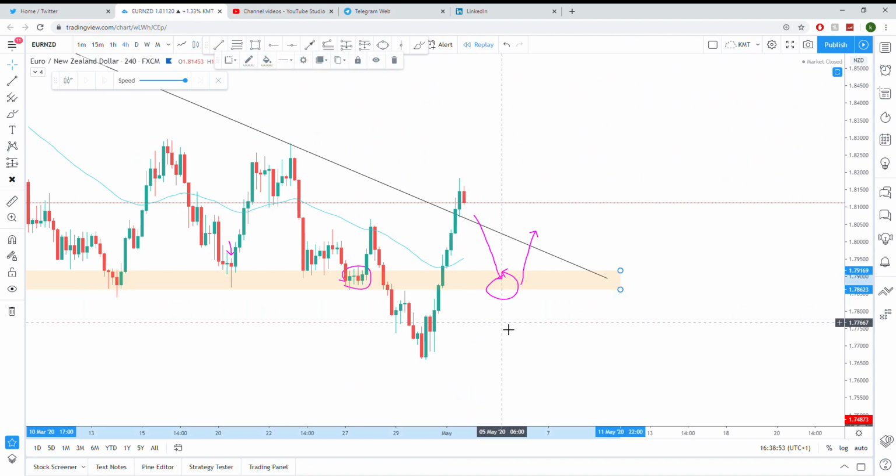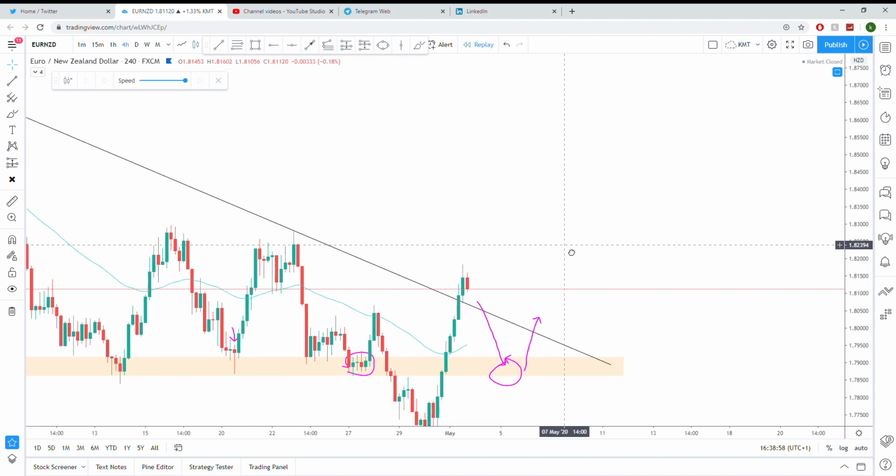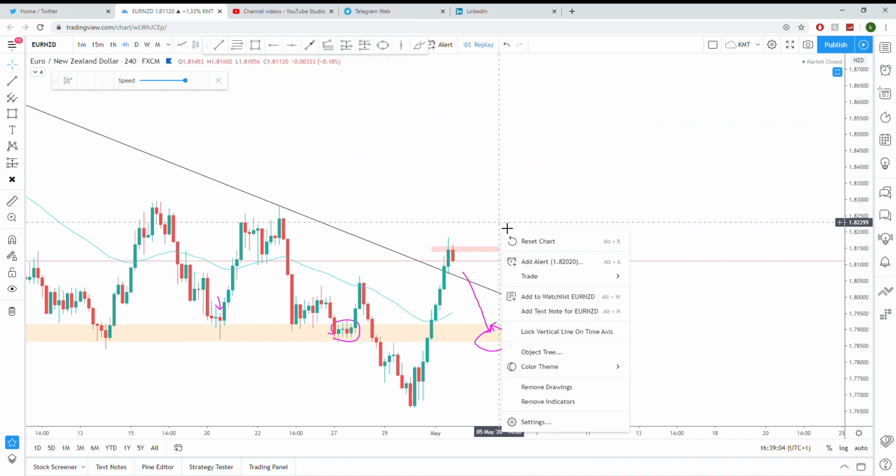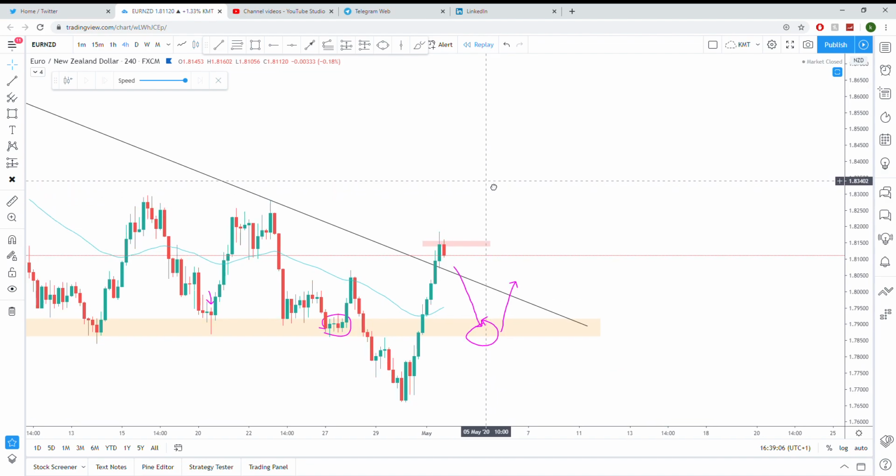That's between 1.79169 to 1.78623, just to see if this momentum will continue. And again, we'll be looking to target our high of 1.8150 as a target.